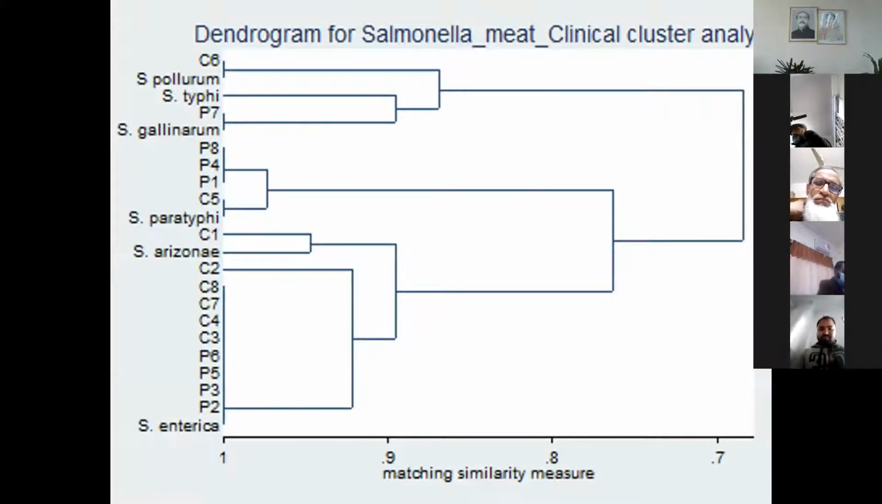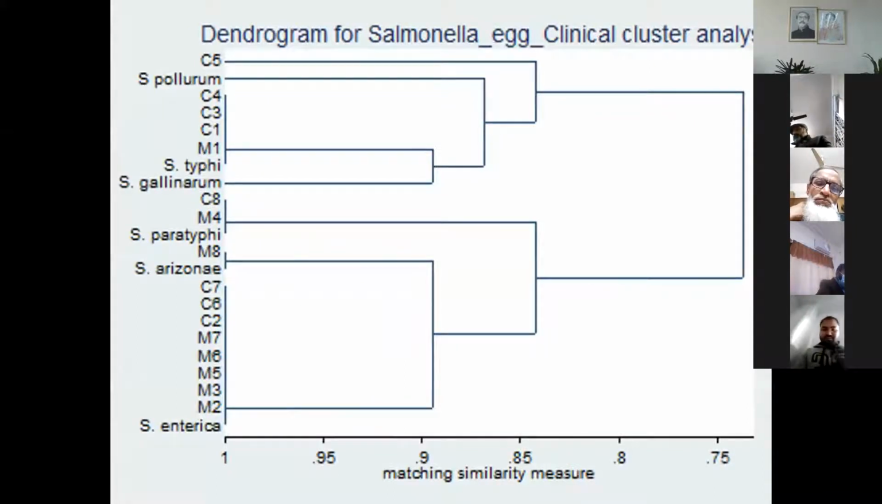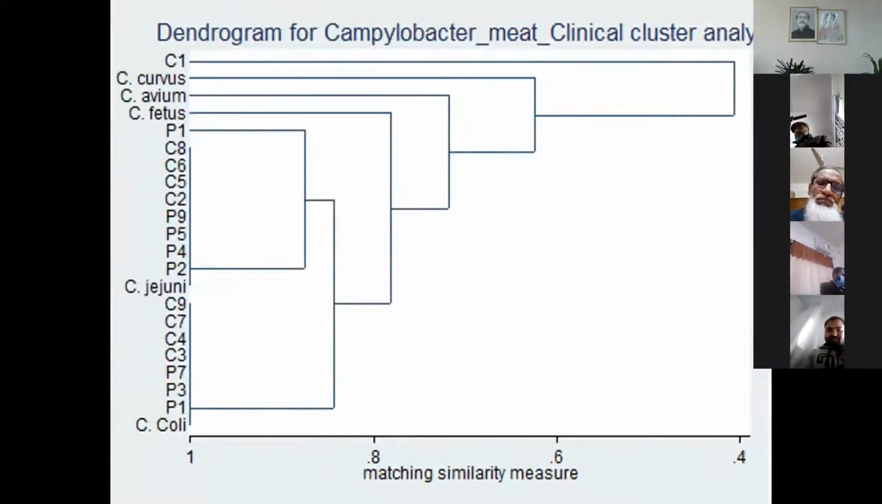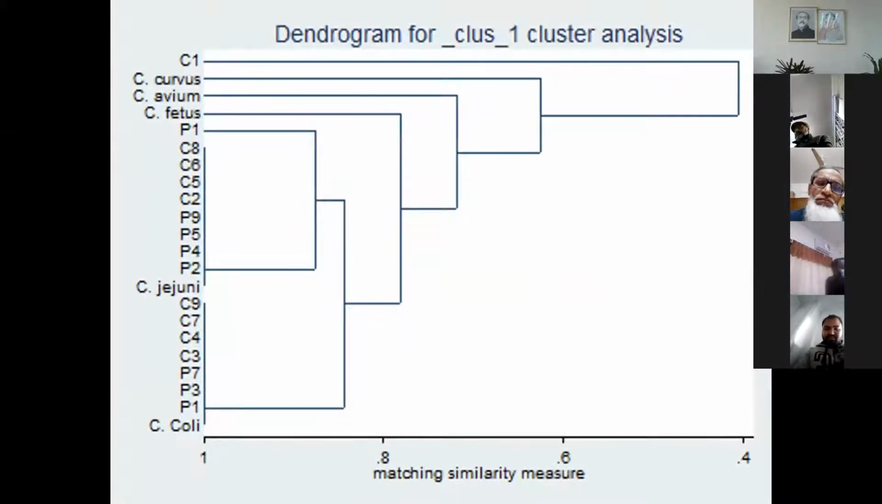are very, very close. And this dendrogram for the Salmonella from the egg sample to the human clinical sample is very close. This dendrogram shows that Campylobacter from the poultry meat sample to the human clinical sample is very close. And this dendrogram shows that bacteria from the egg sample to the human clinical sample is very close.